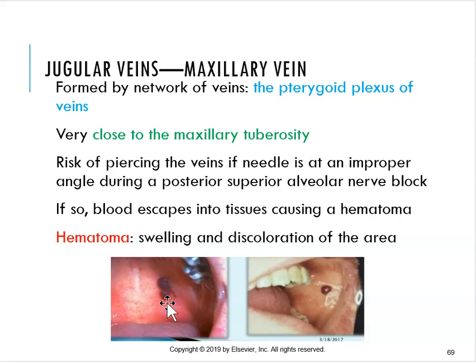It's not necessarily harmful. It's just a swelling. It does go away over time, but it may look alarming. And so the client may not like it. But the reason why this happens is because you pierced a vein.